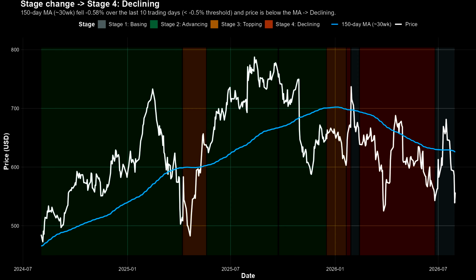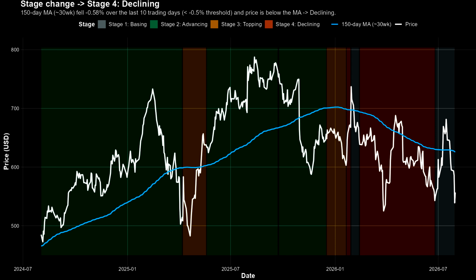Then, heading into 2026, watch the decisive shift. A brief stage 1 basing pocket, and from there the moving average finally rolls into a sustained downward slope and price drops firmly below it, triggering stage 4, declining, for an extended stretch through the first half of 2026.